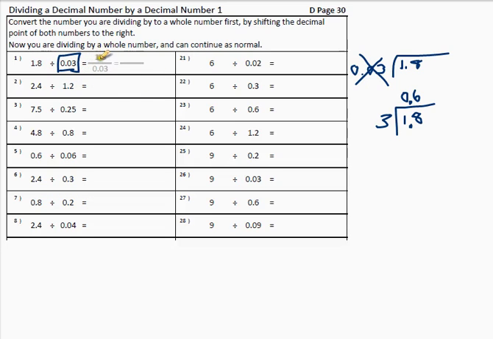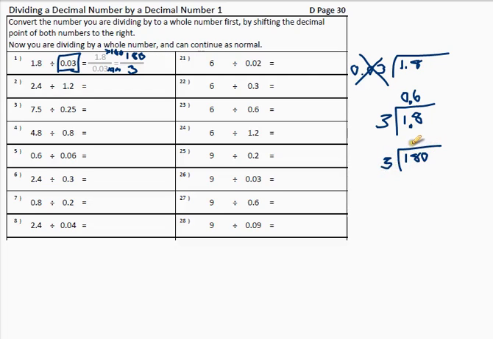For the minute, let's write it as a fraction. 1.8 divided by 0.03. Now let's think, we want that to be a 3. How do we get it a 3? We move the point 1, 2. In other words, we times with 100. And we're going to times with 100 on that side as well. And what is 1.8 times 100? Move the point 1, 2. It is 180. So there I have a sum which says 180 divided by 3.